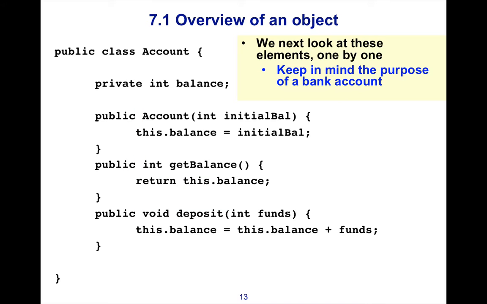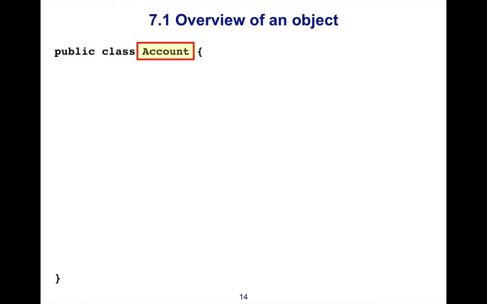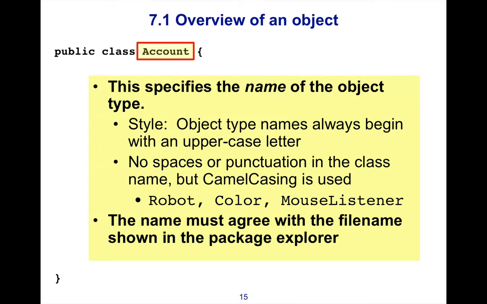And we're going to look at these, but it will be helpful to keep in mind what you already know about a bank account object. That is, the bank account you may have and the kinds of actions you may want to perform on those. So to begin with, let's talk about the name of an object, its type. And this particular object is entitled account. And so this specifies the name of the object type, and it's a style issue that object names always begin with an uppercase letter.